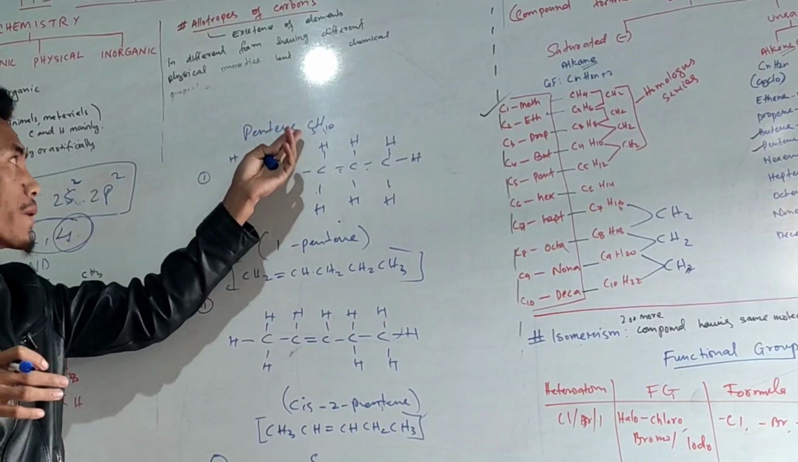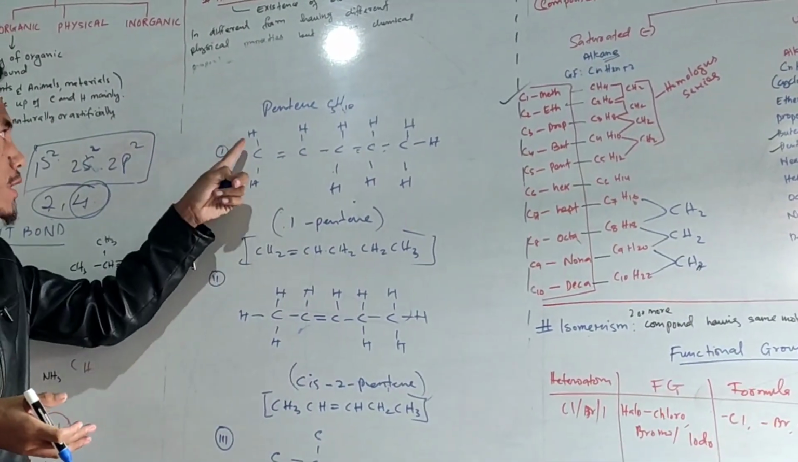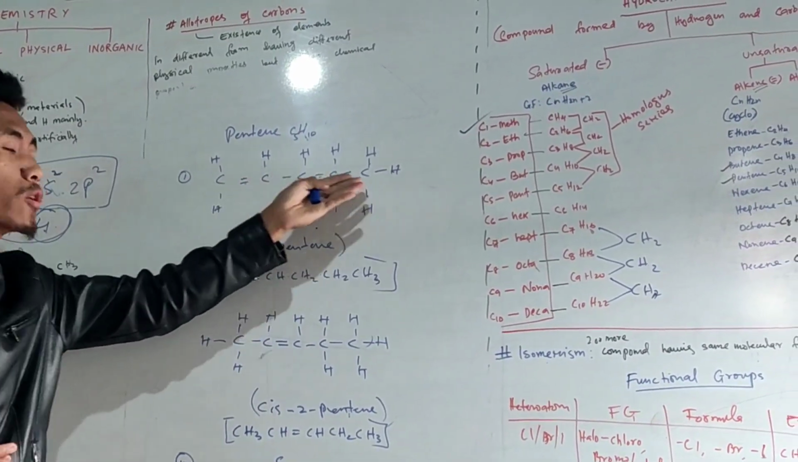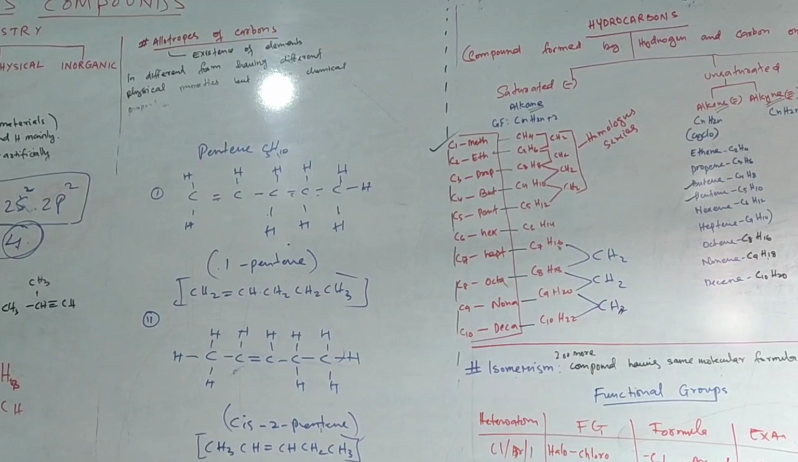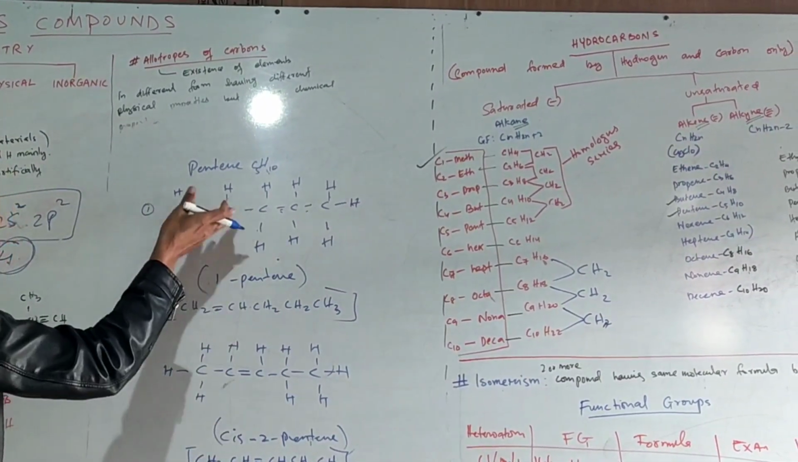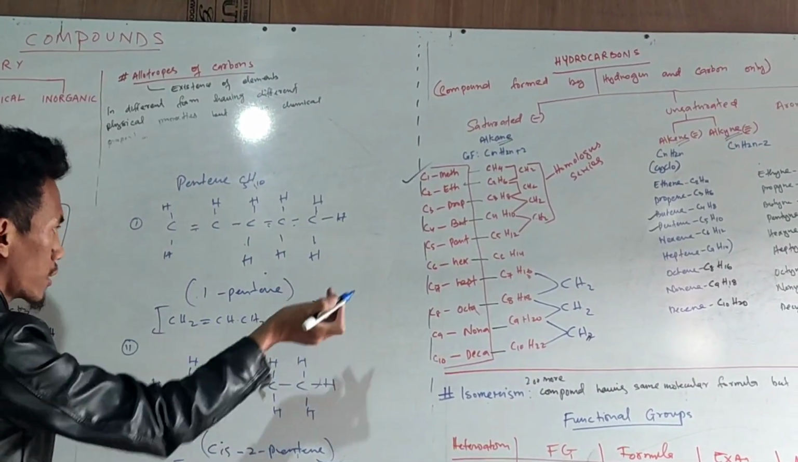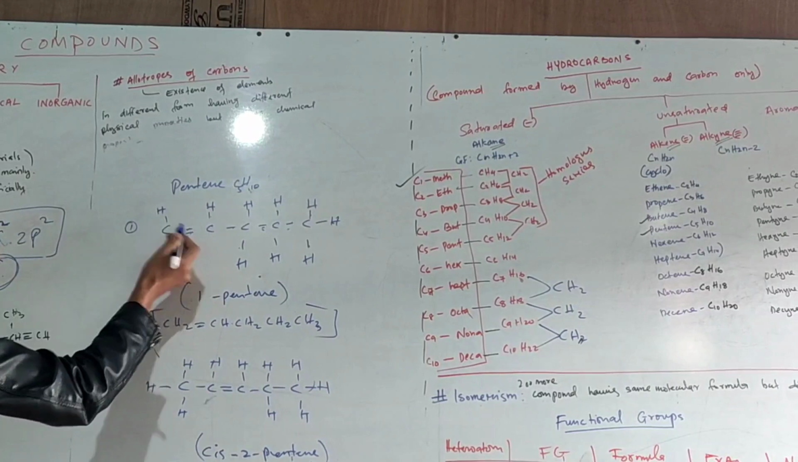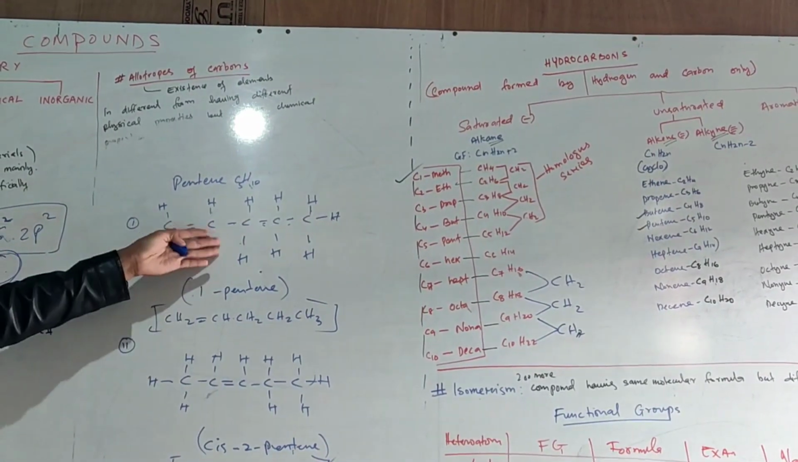Okay, now let's start with pentene. How to draw isomers of pentene? Possible structures of pentene. This is one way of writing pentene. I already told you in pentane, so I will be moving very fast. There is a short way to write this one: CH2, CH, CH2, CH2, CH3. The double bond is present in the first carbon, so 1-pentene. This is the normal pentene.